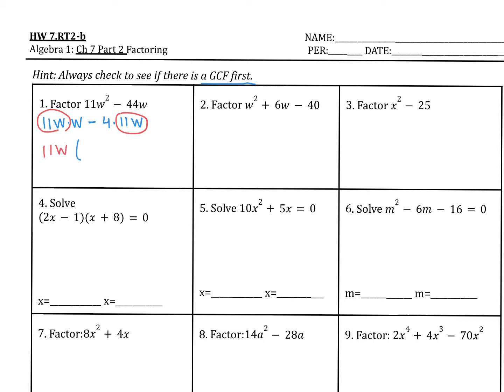Inside you're left with w minus 4. So your answer is 11w times w minus 4.